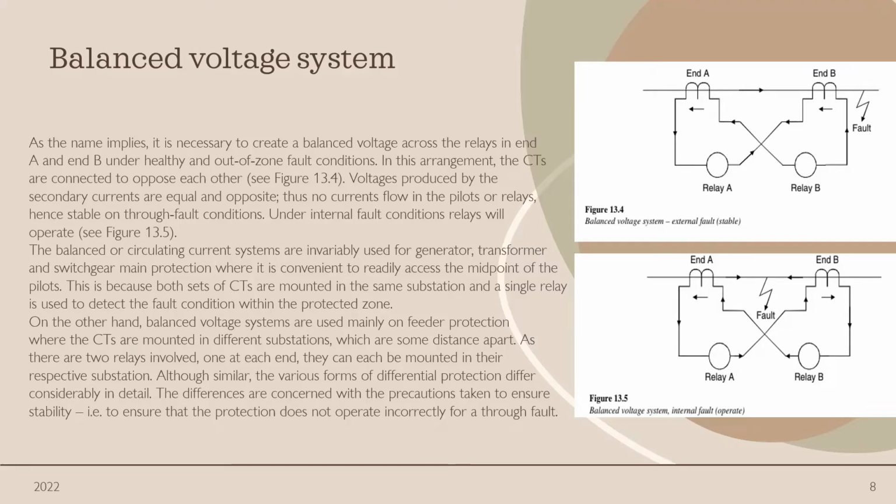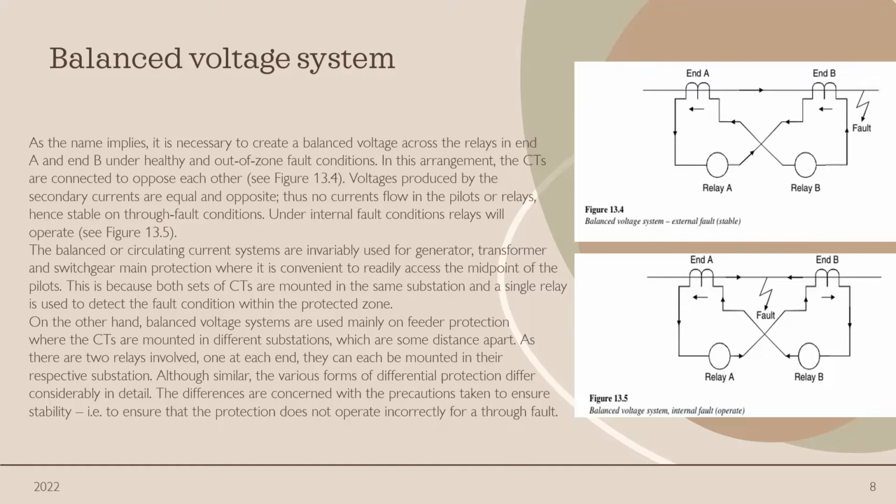The balance or circulating current systems are invariably used for generator, transformer, and switchgear main protection, where it is conveniently possible to readily access the midpoint of the pilots. This is because both sets of CTs are mounted in the same substation and a single relay is used to detect the fault condition within the protected zone.